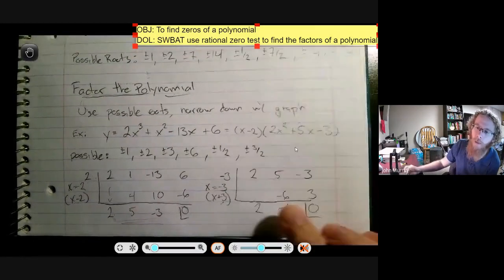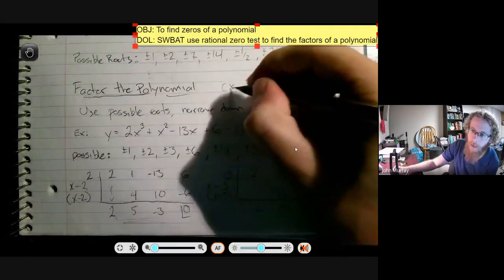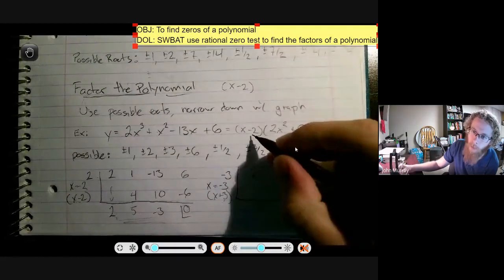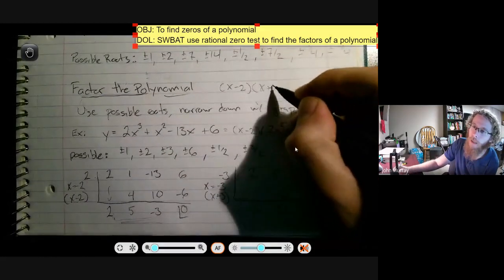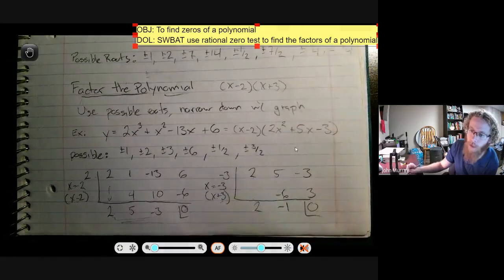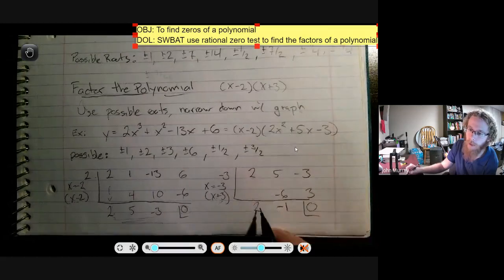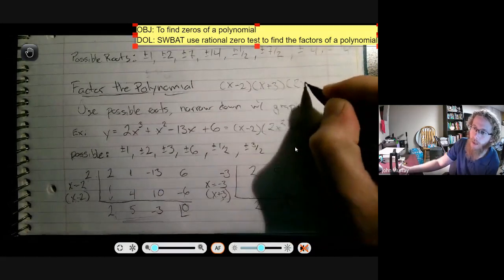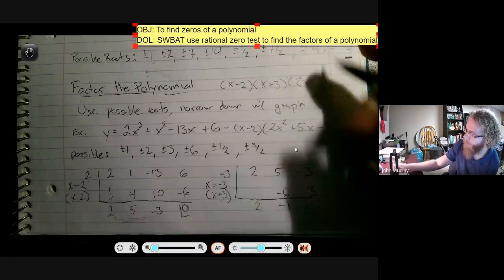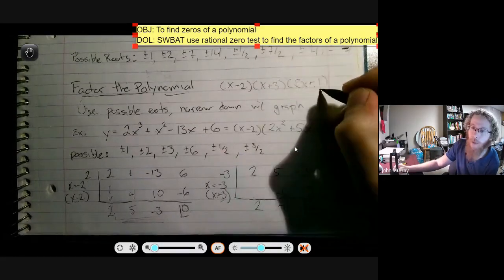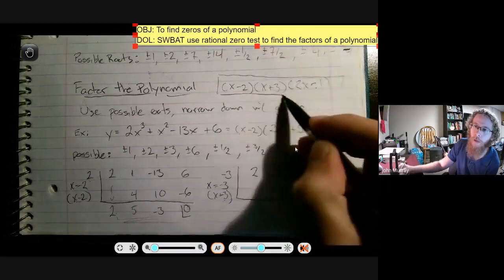And of course I ran out of room, but I'm going to write it up here. So I had x minus 2. I just found x plus 3. And this was x squared, so now I drop this to 2x minus 1. And that is the fully factored form.